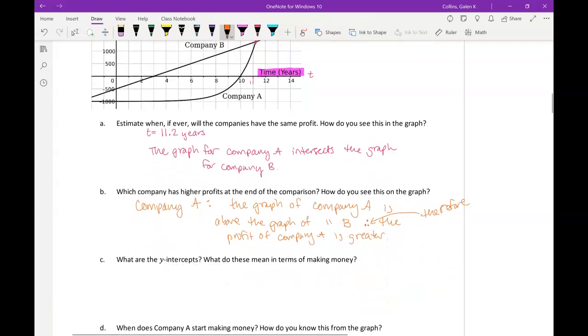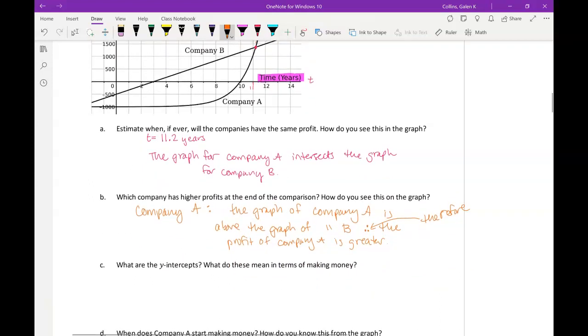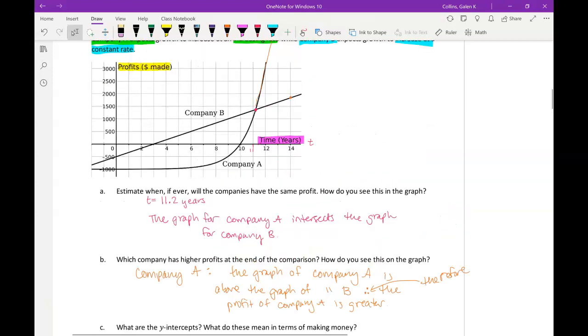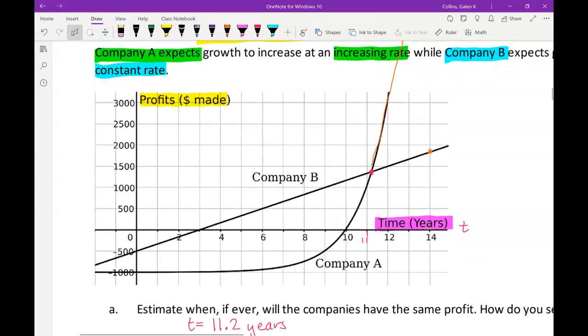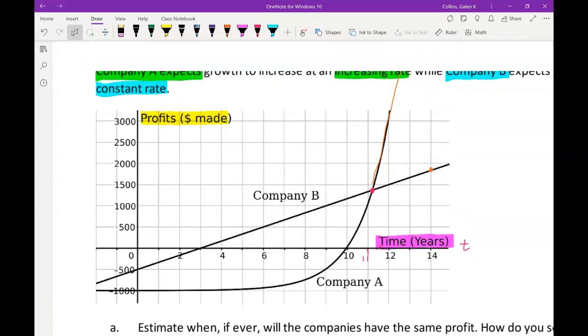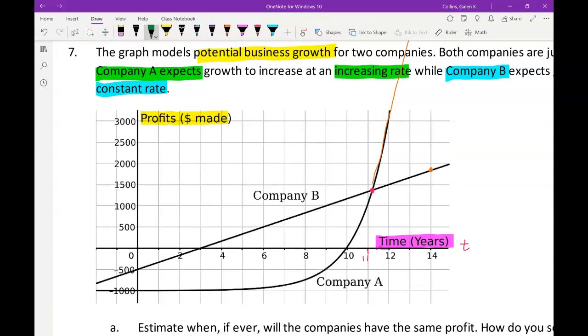All right, in part C, what are the y-intercepts? And what do these mean in terms of making money? So on the graph, we said profit is what is on our y-axis, and each graph has its own y-intercept. So the graph for company B crosses the y-axis at negative 500, whereas the graph for company A crosses the y-axis at negative 1,000.